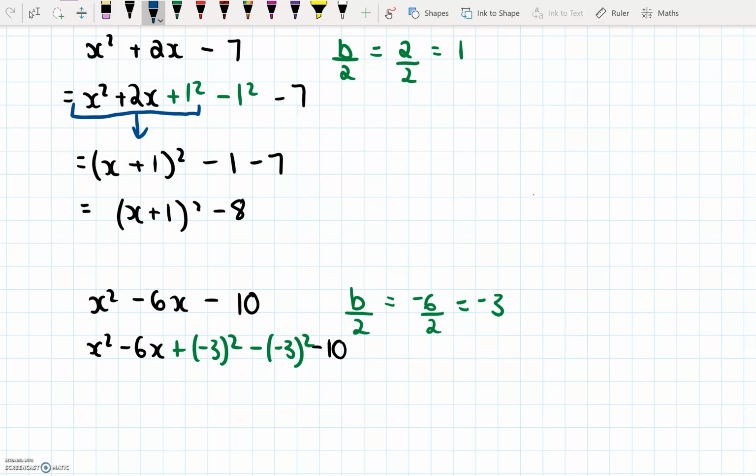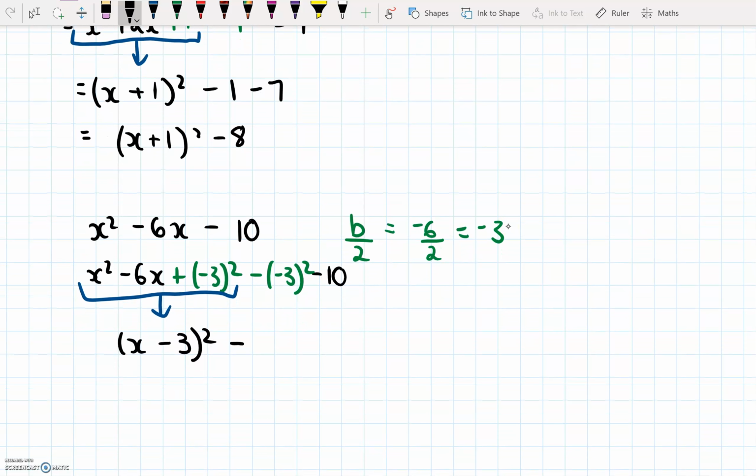So we end up here with x, and our second term here is actually −3. So we end up with (x − 3)² − and then (−3)² is 9, so we're minusing 9 here and then minus 10. You really need to be careful when you're doing these ones. This doesn't become plus 9, because you always do your index before you do your multiplying. So we always do the (−3)² before we subtract that. So we get (x − 3)² − 19.